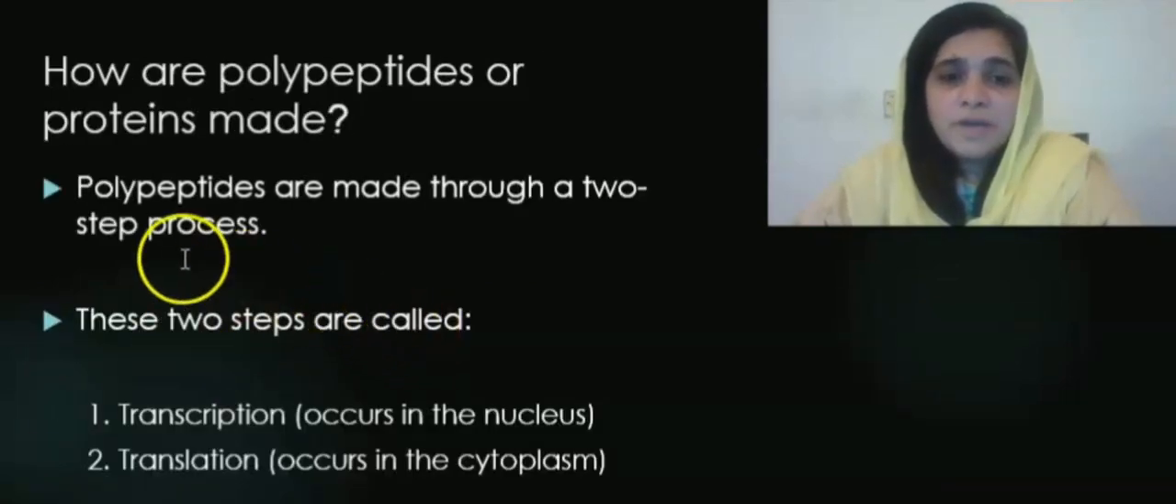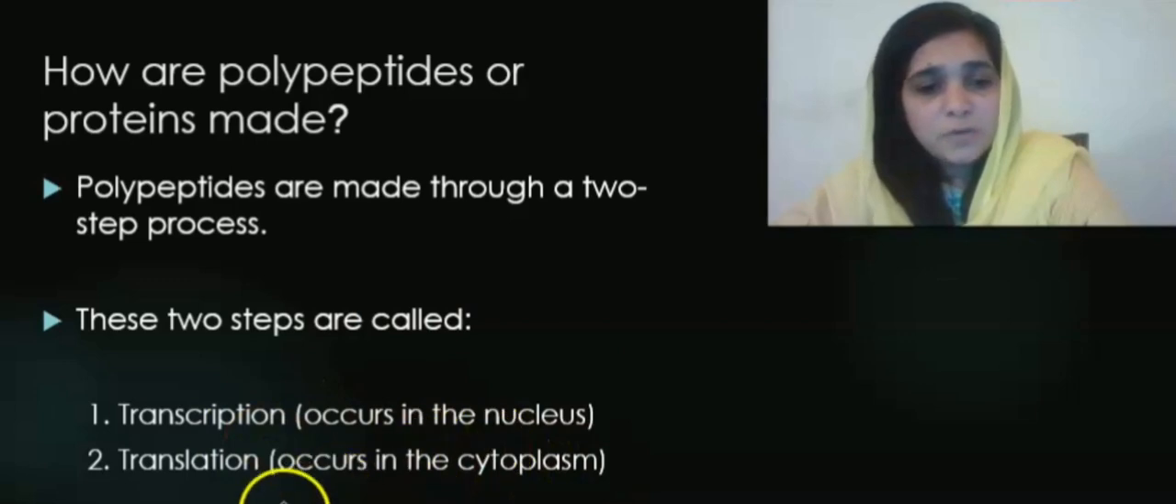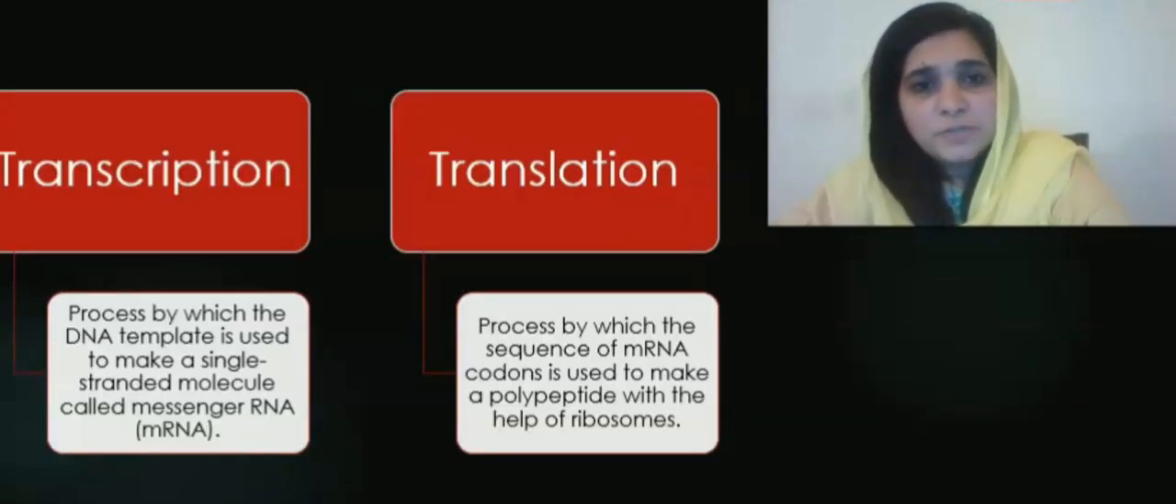How are polypeptides or proteins made? Polypeptides are made through a two-step process. These two steps are called transcription, which occurs in the nucleus, while the translation occurs in the cytoplasm of the cell. Now, what is the difference between transcription and translation?